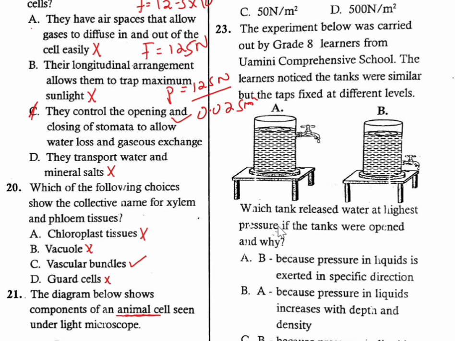The experiment below was carried out by grade 8 learners from Wamini Comprehensive School. The learners noticed that the tanks were similar, but the taps were fixed at different levels. You can see here the tap is up there, and for B, the tap is down there. Which tank released water at the highest pressure? You know that in liquids, pressure increases with increase in depth. So as you go down, pressure increases. For B, the tap is below here, and therefore the pressure will be more for the liquid coming out, and therefore it is B.